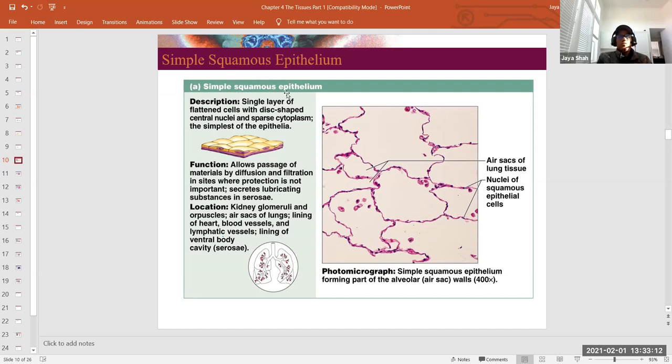So here, this is simple squamous epithelium. This is a photomicrograph of simple squamous epithelium forming part of the alveolar sac walls, at 400 magnification. You see here your alveoli, the air sacs. In the wall of the air sacs, you see very flat cells. This is simple squamous. The dark structures here are the nuclei of the squamous epithelial cells in the air sacs of the lung. So this is found in the wall of your alveoli. That is called simple squamous epithelium. My question will be: is it epithelium, endothelium, or mesothelium?